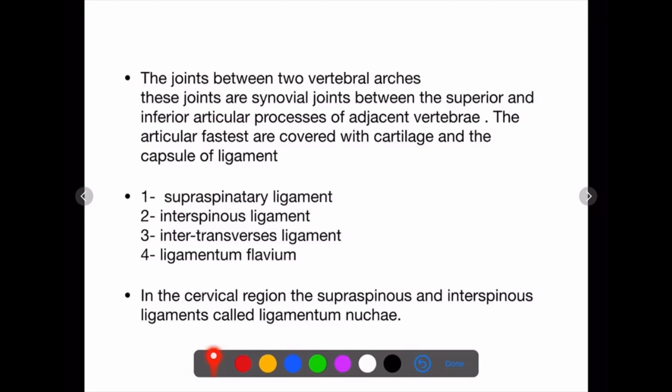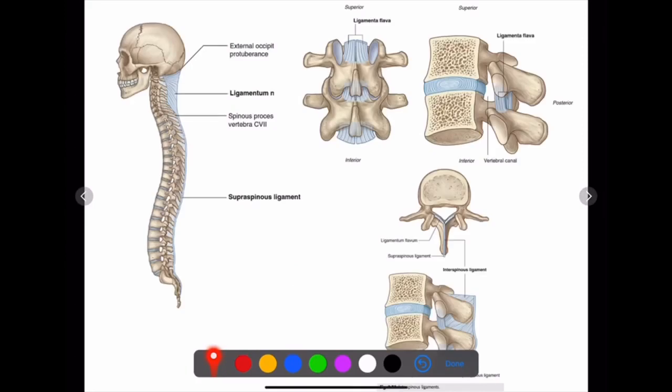There are many ligaments, which are the supraspinous ligament, interspinous ligament, intertransverse ligament, and ligamentum flavum. In the cervical region, the supraspinous and the interspinous ligaments are called ligamentum nuchae. We have the supraspinous ligament and the interspinous ligament, the ligaments between the spines, called ligamentum nuchae in the cervical region.